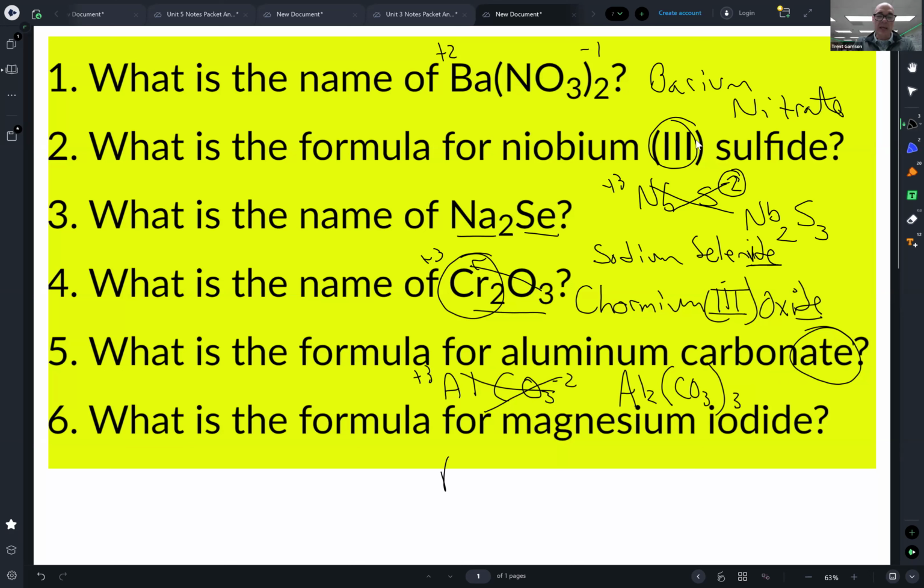And the final one, magnesium iodide, IDE tells you it is binary, so it's just iodine. We go and look up their charges, +2, -1. Magnesium is not a transition metal, so we won't need a Roman numeral. We just crisscross applesauce, and we end up with our final answer, Mg1I2. Now, you don't need to write the 1, so this is our final answer.